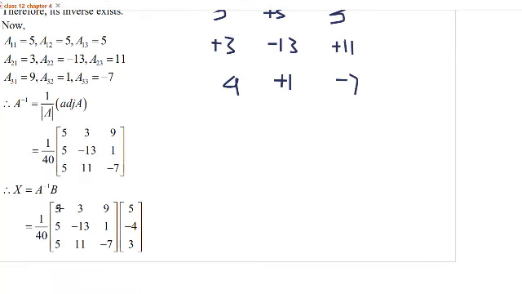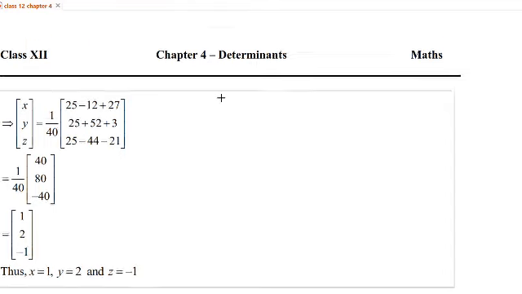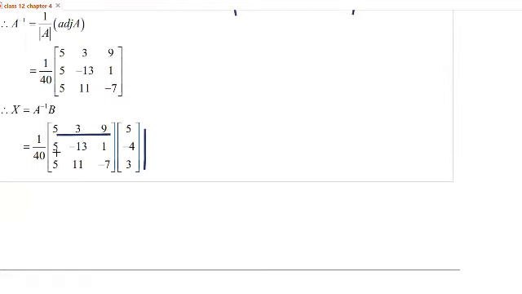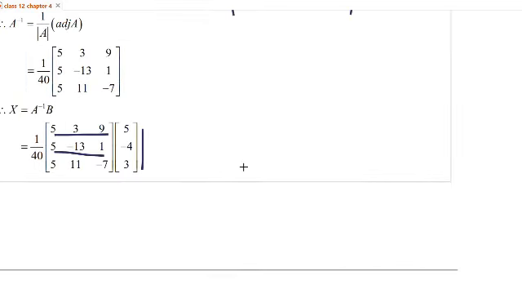And now we'll multiply, row into column. Okay, calculation should be sharp. Already I am putting these videos of calculations, so watch them carefully, improve your calculation also. So 25 minus 12 plus 27, right. Next. 25 plus 13 into 4, 52 plus 3. Right. Next.